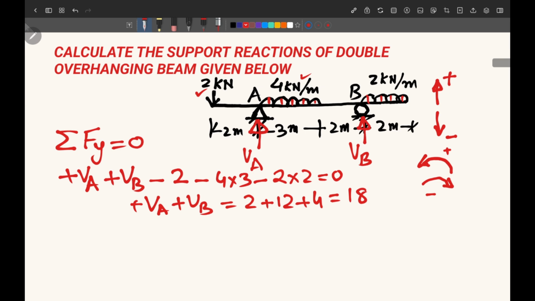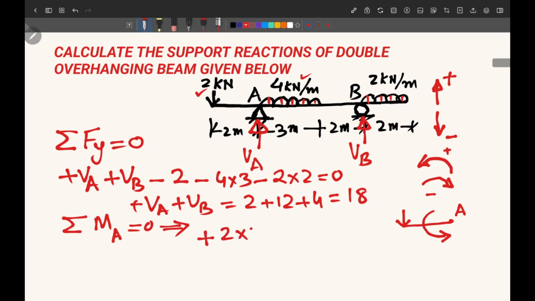So we take moment about support A, sigma M A equal to 0. When we take moment about A, we get the moment of this 2 kilonewton force. If you look at the rotation of this 2 kilonewton force, it will try to rotate our beam about A, and this is your point A. Look at the rotation like this, anti-clockwise positive. Okay, so plus 2 into 2. So this is the moment of this 2 kilonewton force.